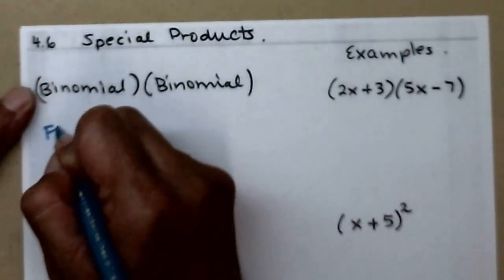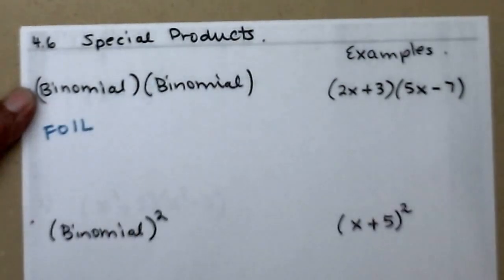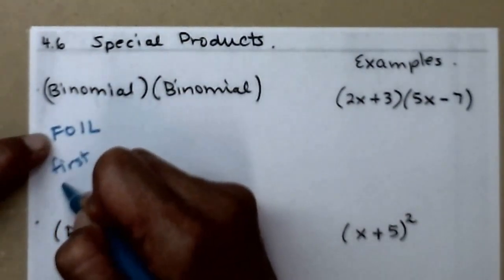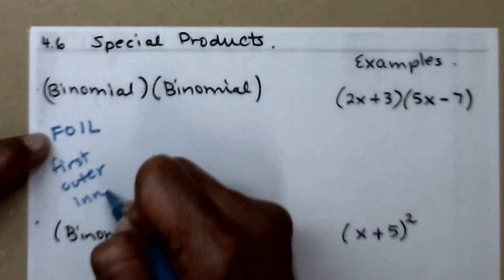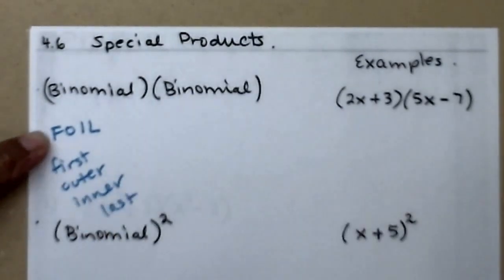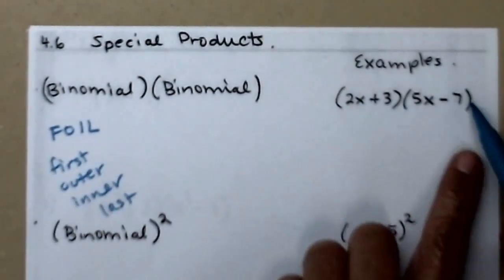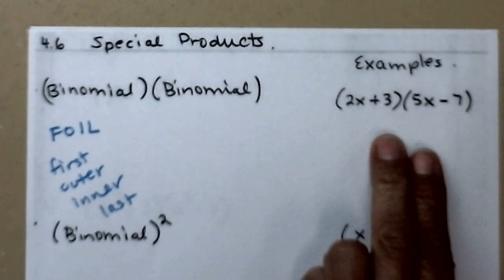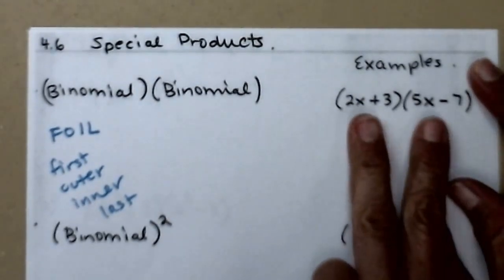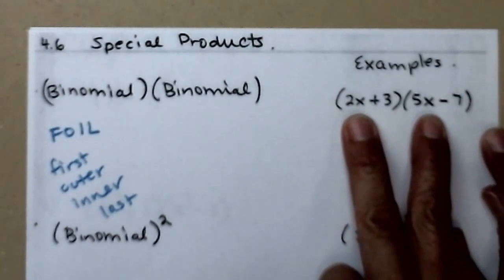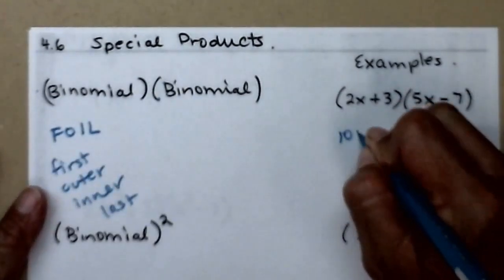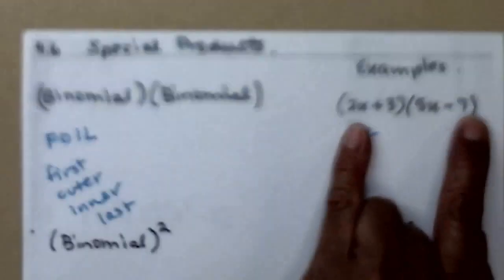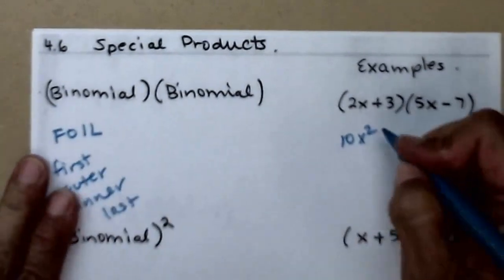Sometimes people use the acronym FOIL to remember how to do that. So FOIL stands for first, outer, inner, last. Okay, so in order to take care of everybody, we know how to do it with a runner, but we can also use FOIL if it's binomial times binomial. So first, I take the two terms in the first position. So 2x times 5x, so 10x squared. And then I do outer, the two terms in the outer positions. So 2x times negative 7, so minus 14x.